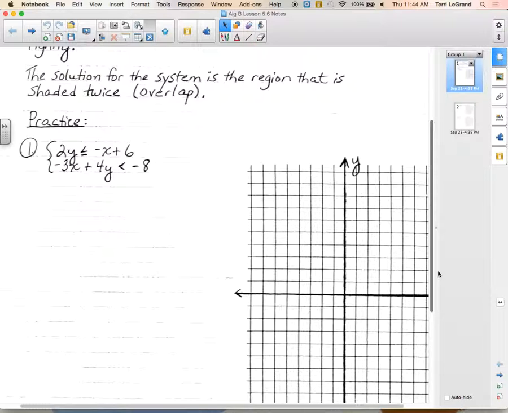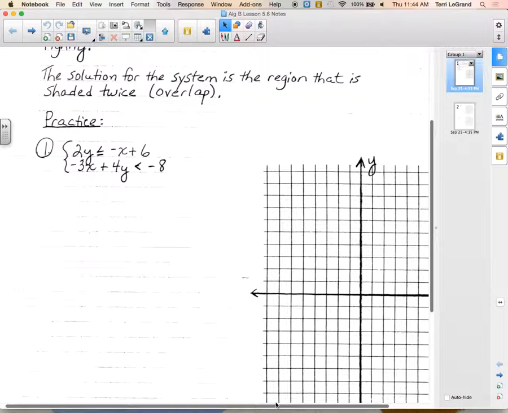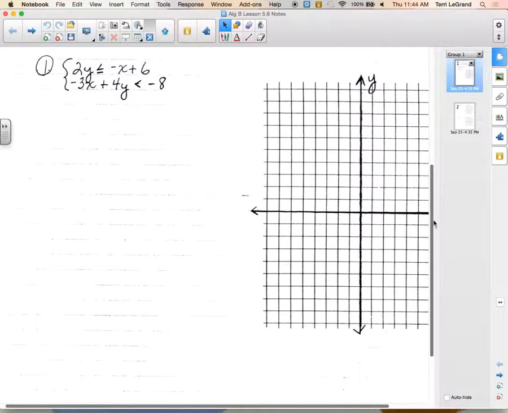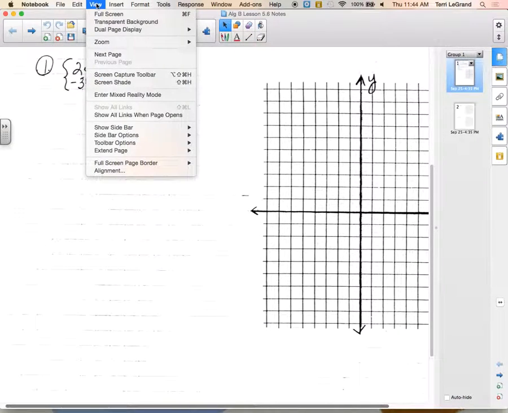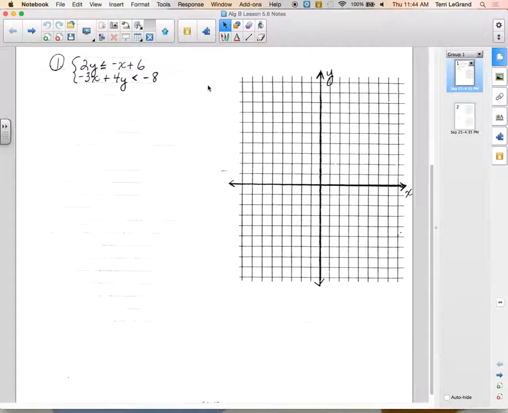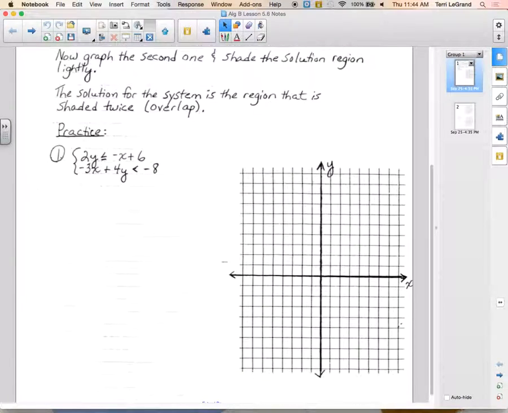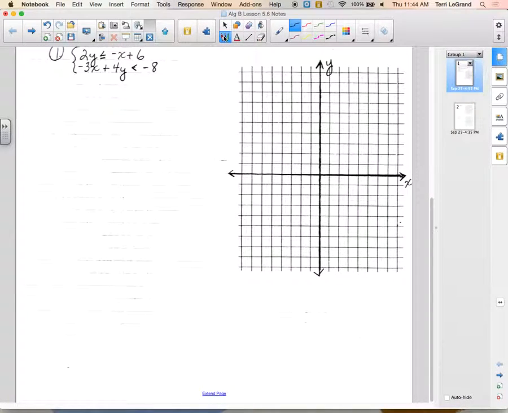Okay? Now here's what we're going to do though. We don't have a whole lot of room on here, so I need to have a little bit more showing here. We're going to split this little section here into 2 parts, so we can work with one of them on one side and one on the other. So we're going to take this one, 2y is less than or equal to negative x plus 6, and we're just going to work with that one. Don't even write the other one down yet.